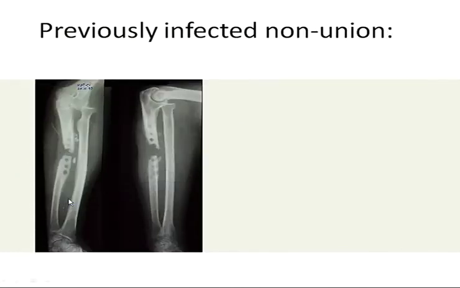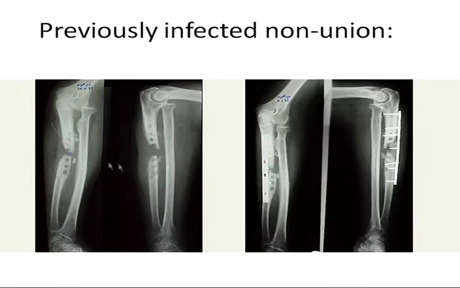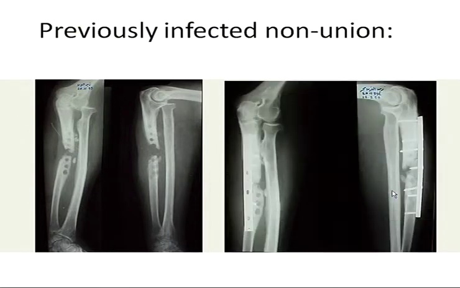This is a previously infected non-union of the ulna, with dislocation of the radial head. After 6 weeks and the CRP getting down, after doing the first stage operation of debridement and metal removal, here is another plating, after putting a strut graft, restoring the length of the ulna. If you restore the length of the ulna, the radial head automatically reduces. And then this is a plate and consolidation.